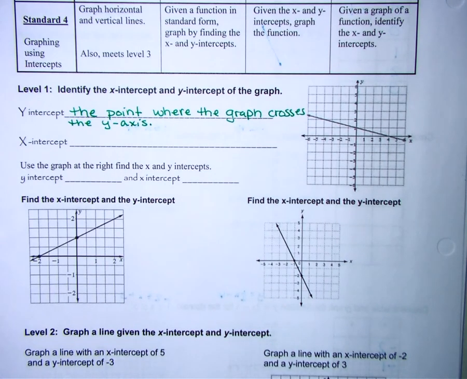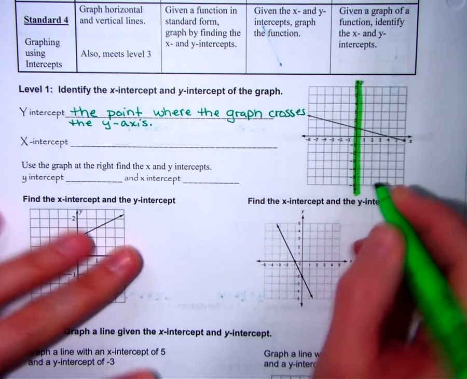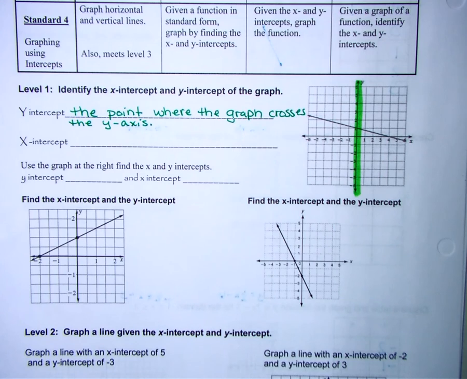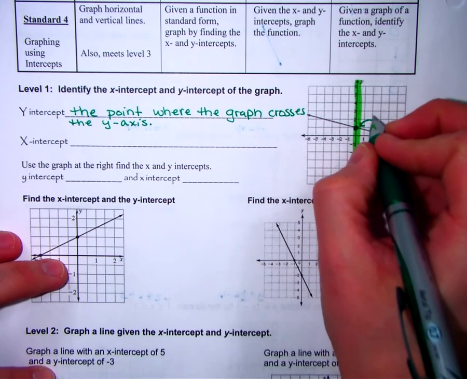Now, we're going to put the y-axis because it has the letter y right on there, but I'm going to highlight that in green to match my green pen here. So where does the line cross that axis? That's the y-intercept. The only thing we are doing today is you have to be able to identify a y-intercept. Here is the y-intercept. It is that point right there.